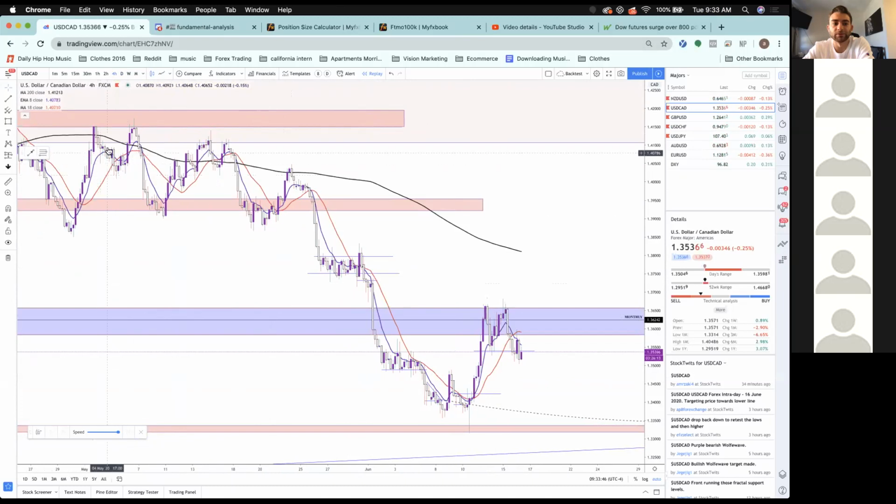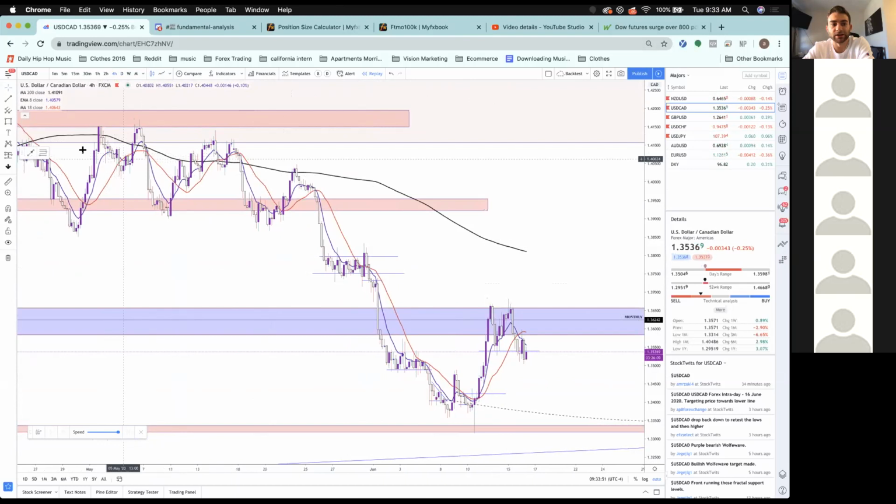Every time the moving averages crossed, it looks much more similar to this area right here. Boom. So we came down, the moving averages crossed, and then we actually hiked back up before inevitably falling. So we could see something similar to that, where we come back up to retest.